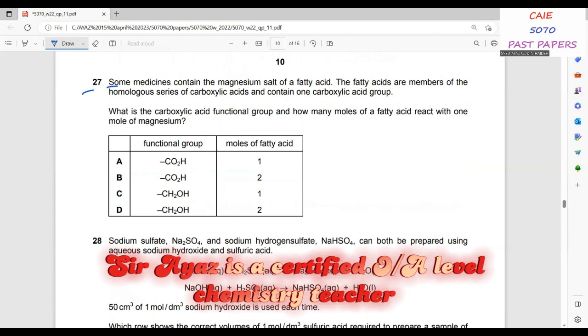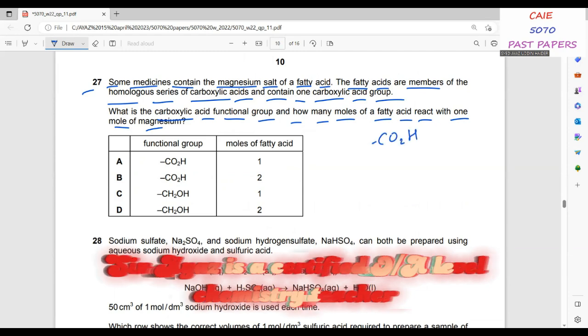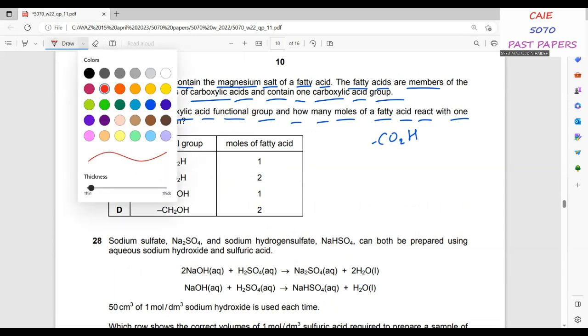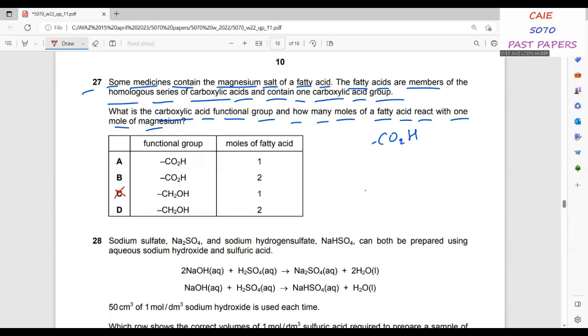Number 27. Some medicines contain the magnesium salt of a fatty acid. The fatty acids are members of the homologous series of carboxylic acids and contain one carboxylic acid group. What is the carboxylic acid functional group and how many moles of fatty acid react with 1 mole of magnesium? First of all, you should know the functional group of carboxylic acid. It is CO2H. So automatically the choices which will be omitted in this question will be C and D.